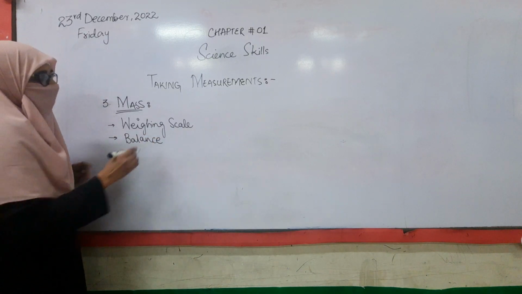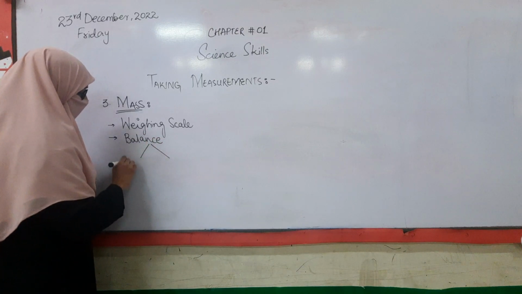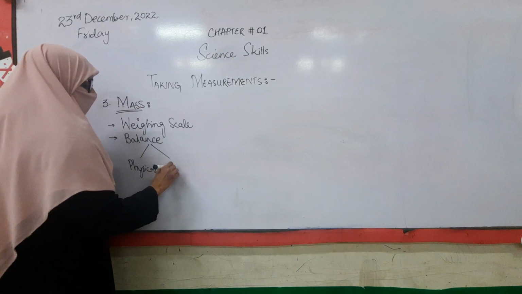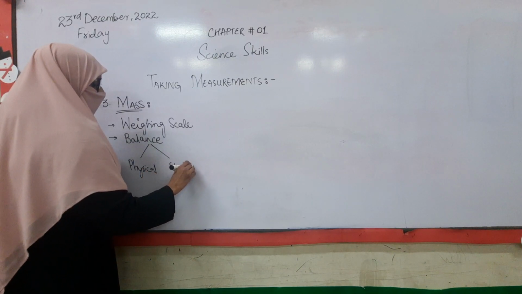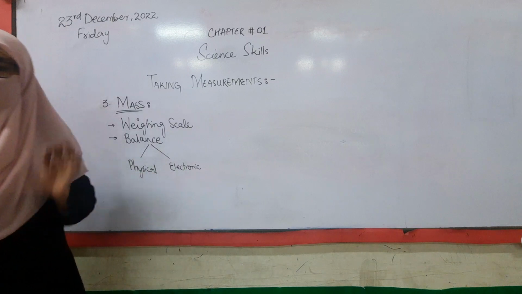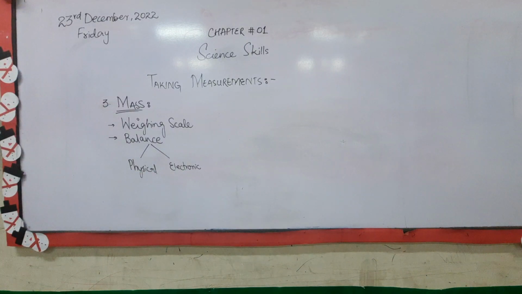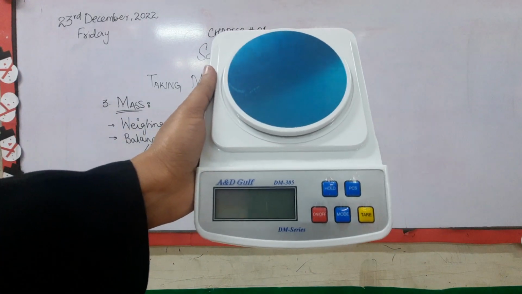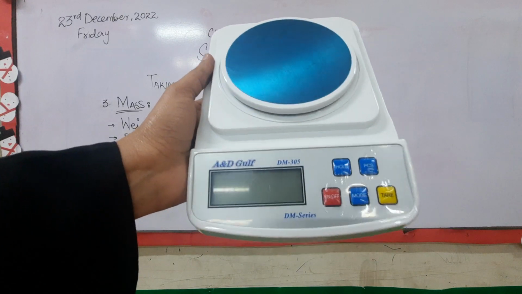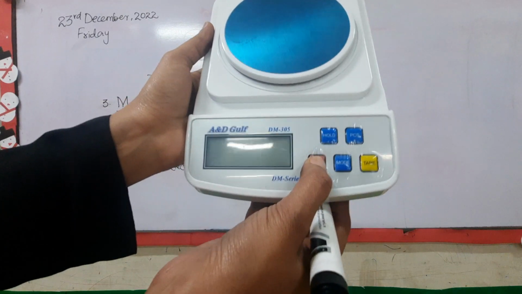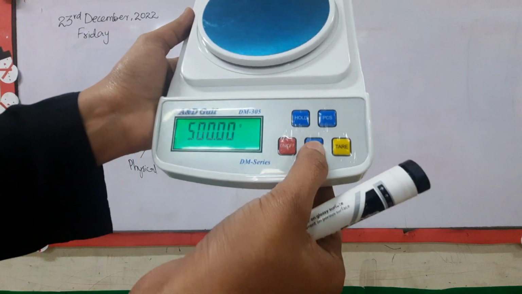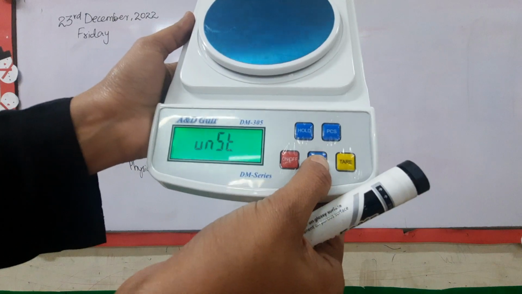The balance is sometimes a physical balance, or we can also say it is an electronic balance. You can also see it. This one is the electronic balance that mostly the shopkeepers have with them. If we turn it on from here, the reading comes up here, so we set it to zero mode.